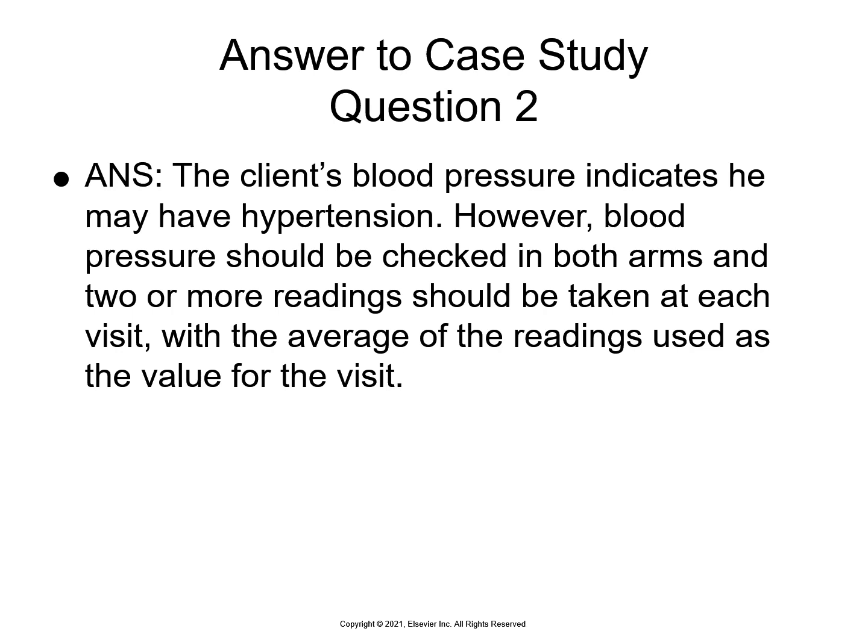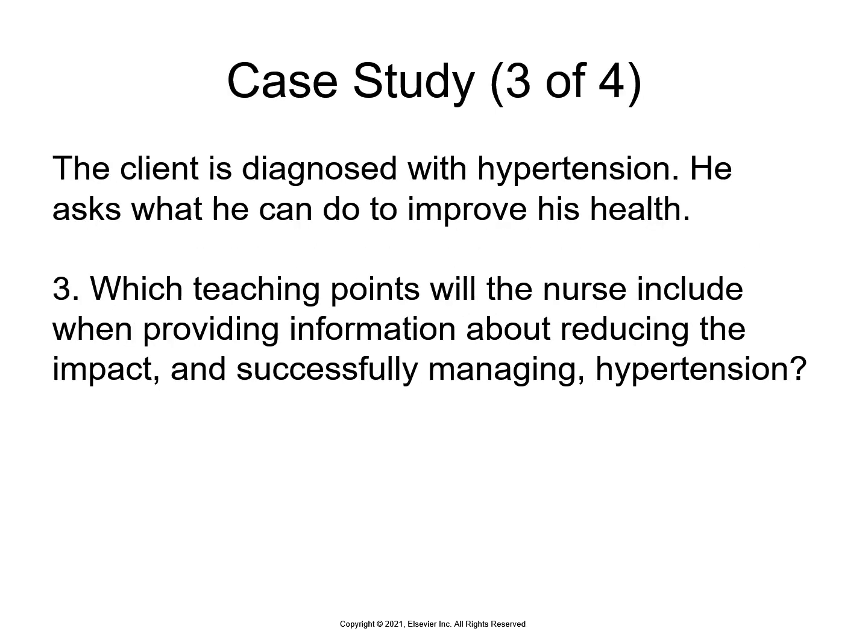So, his blood pressure indicates that he may have hypertension. However, the blood pressure should be checked in both arms, and 2 or more readings should be taken at each visit, with the average of the readings used as the value for the visit. You cannot base high blood pressure on one reading. So, based on his repeated readings, checking it at home, and looking at several readings and doing the average of those readings, we find out that he is diagnosed with hypertension.